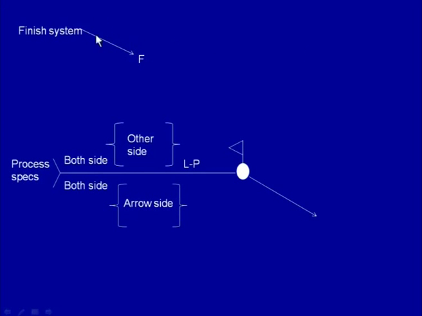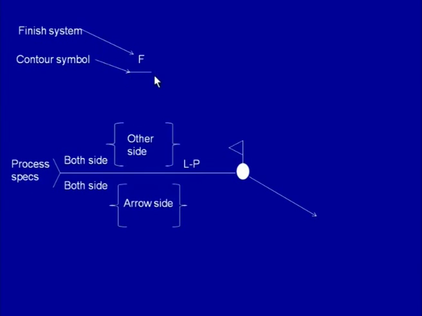So the letter F at the top will indicate the finish system to be used, and then below this we will have the contour symbol, which can be of the convex type, concave type, or the flat type. The flat type will indicate that the weld bead has been machined off, and the joint at the top surface is flat.